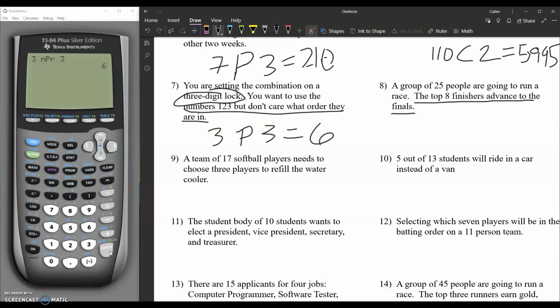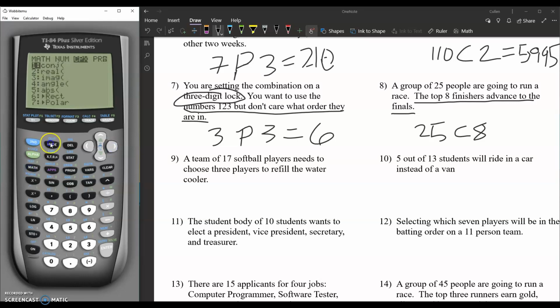Okay, so the order would not be important. It's going to be a combination. The order would not be important for the top 8 people that are advancing to the finals. And you always do the large number first. There's 25, and you're choosing 8 finalists out of it, not necessarily randomly, but this just wants to know how many combinations there are. What we're doing today is not about calculating probabilities, but about seeing how many possible outcomes there are for a situation. So we're going to see how many possible outcomes there would be for this.